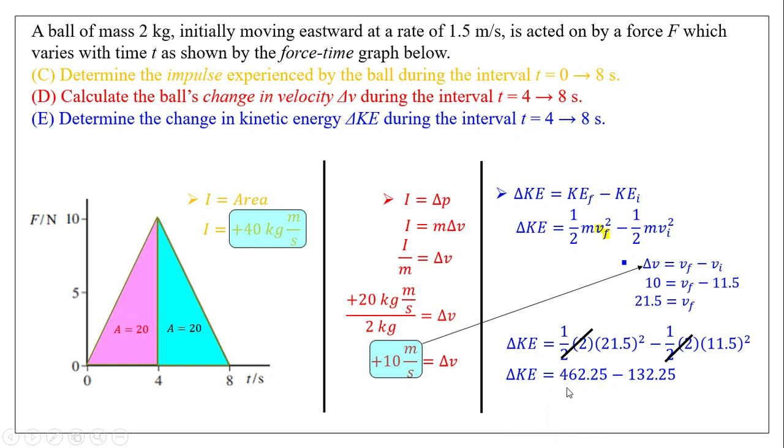So if you do this on your calculator, you'll get a difference of 330 joules, and that is your answer for part E, and that is this video.